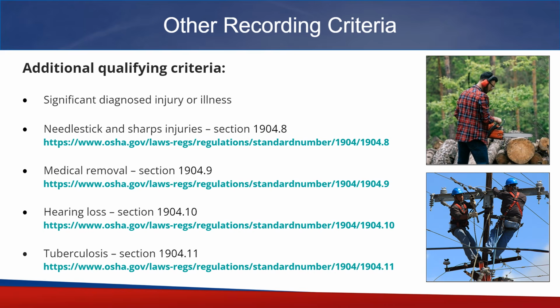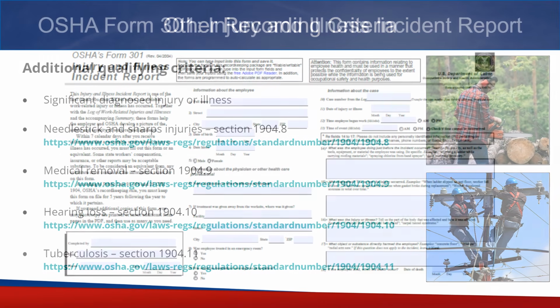The record-keeping rule also contains special criteria for recording occupational hearing loss, tuberculosis, injuries from needle sticks and sharps potentially contaminated with blood-borne pathogens, and cases involving medical removal required by other OSHA standards. For the specific requirements, refer to Sections 1904.8 through 1904.11 using the regulatory text links.